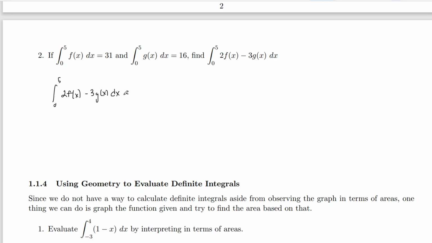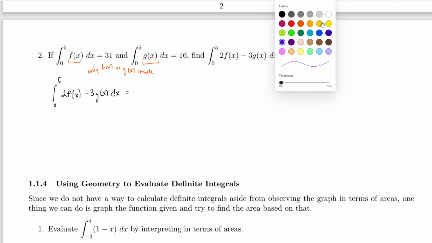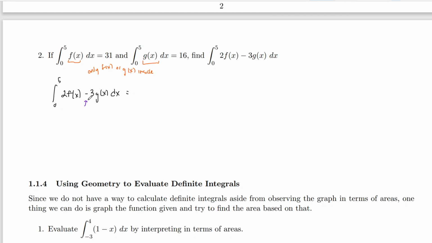Right, now remember way back when we started doing derivatives and derivative rules and all that stuff, we had to break down into what we know. We only know the answer or how to get this number if only f of x or only g of x is inside. Which means if we had just this f of x, then we could know the answer is 31. If we had just this g of x, we know the answer is 16. Well, you have rules that allow you to split up an integral. The first thing here is split it up over the minus. So we have 0 to 5 of 2 times f of x dx minus the integral from 0 to 5 of 3 times g of x dx.